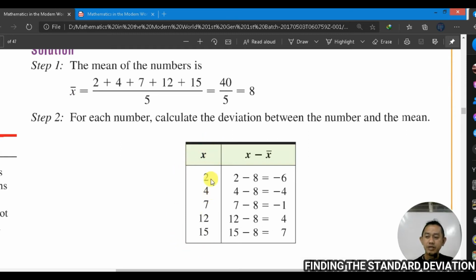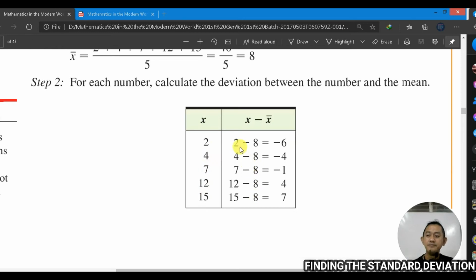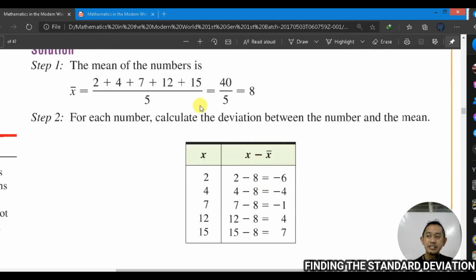Isulat sa daan mo ang imuhang data, 2, 4, 7, 12, 15. Make it a table para dali ra siya. And then we have, make another column, x minus x bar or x minus mean, 2 minus 8. So, kaning 8, gikan ni siya sa imuhang step 1, sa imuhang mean of the numbers. And then we have 4 minus 8, 7 minus 8, 12 minus 8, and 15 minus 8.